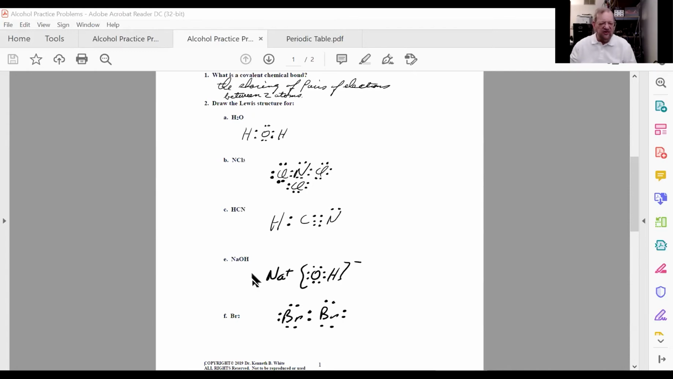The question is, do the Lewis structure for NaOH, which is called sodium hydroxide. It's also called, how many of you have ever heard the term lye, like in lye soap? That's using sodium hydroxide to make it. All right, let's do it.